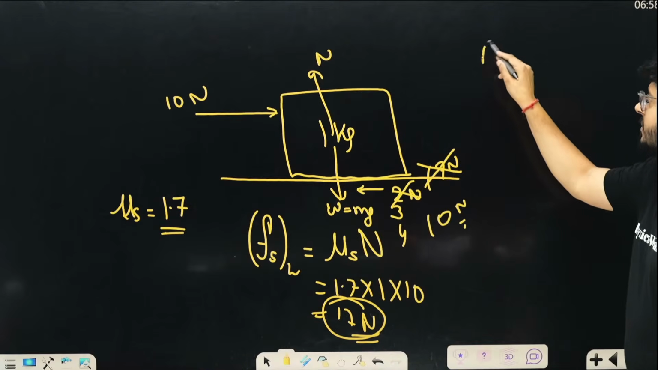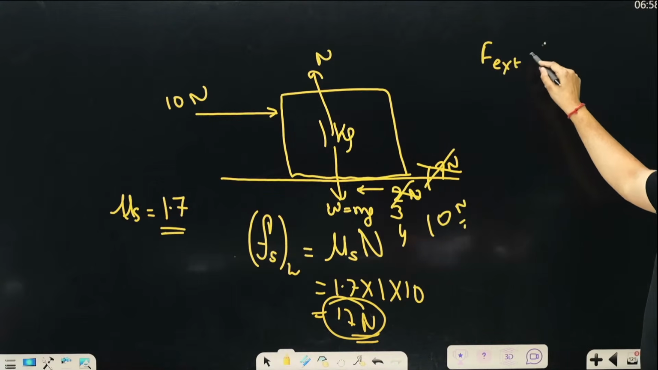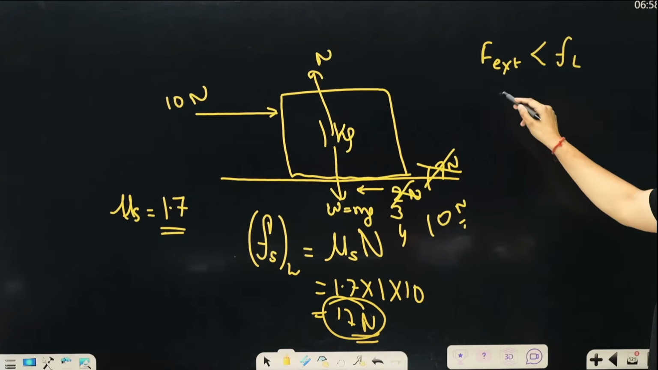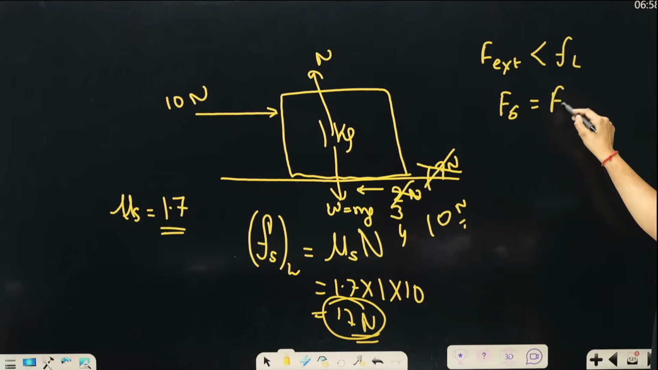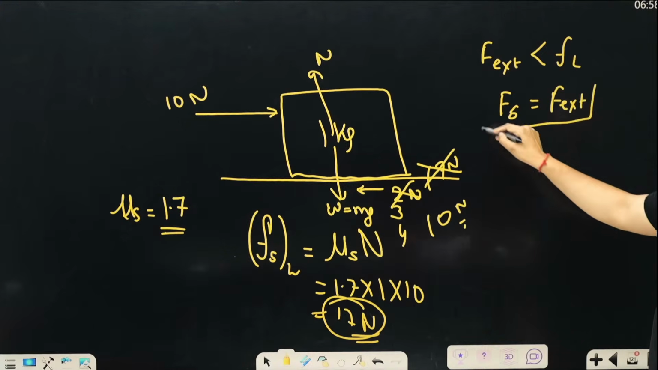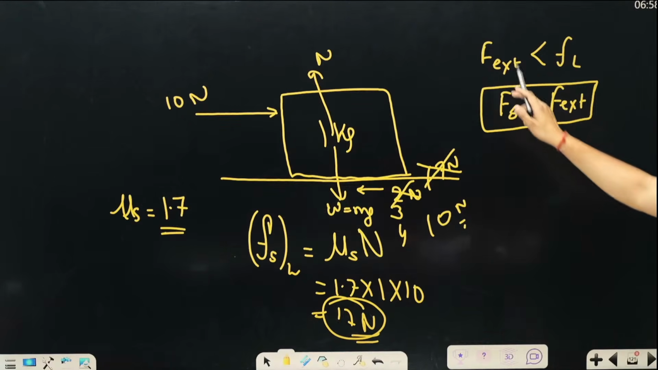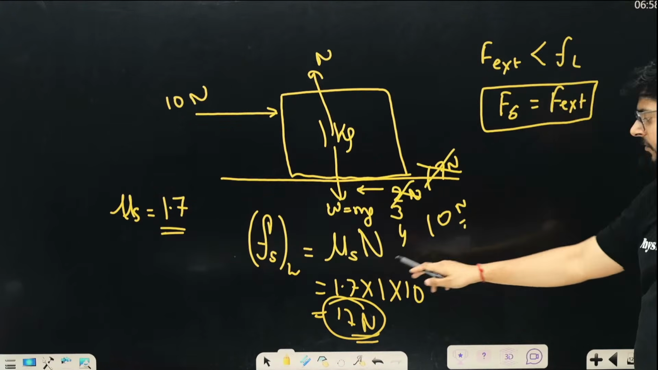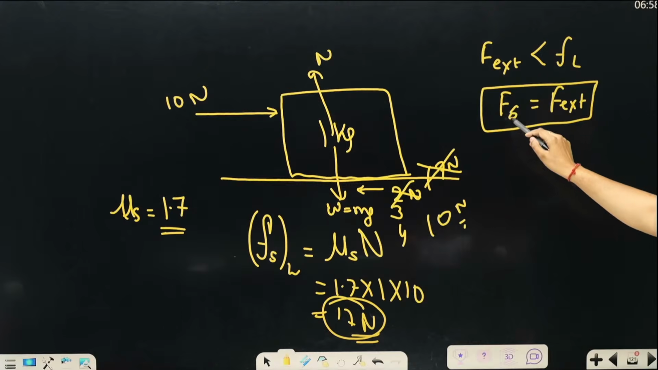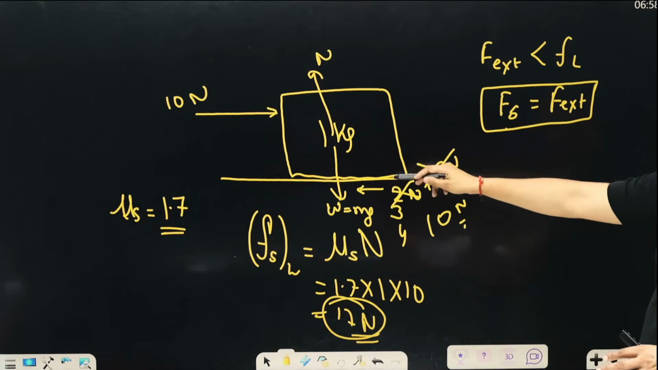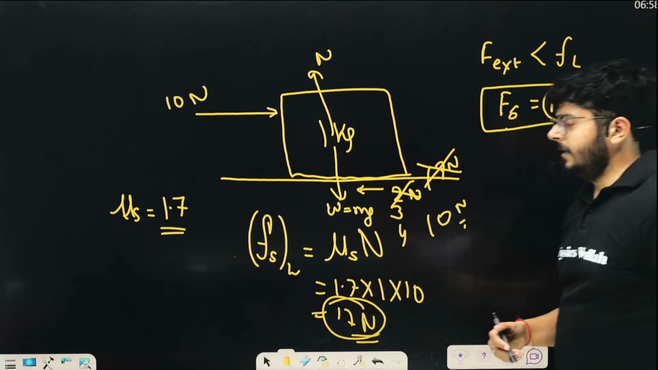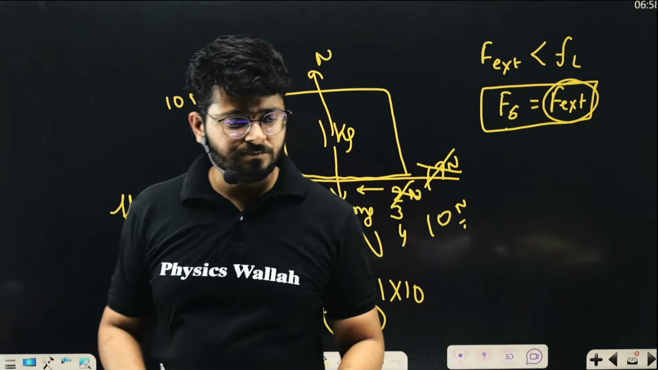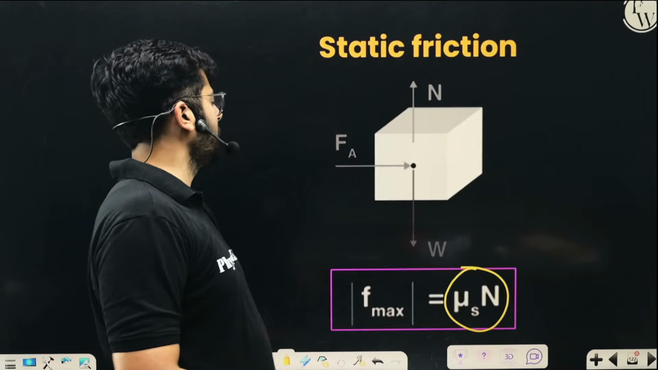So whenever the external force is less than the limiting friction, then the value of static friction that acts is always the same as the external force, right? So if the external force is less than the limiting friction, which is 17, the static friction acting between the surfaces will be equal to the external force, right? Okay, I hope the idea is very, very clear. Right, let's move on and talk about the next idea.